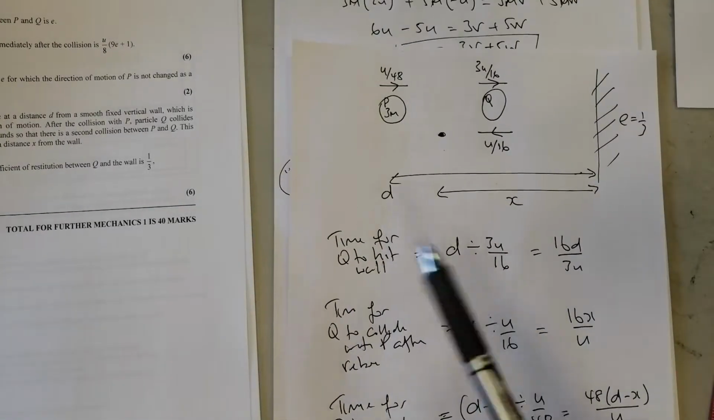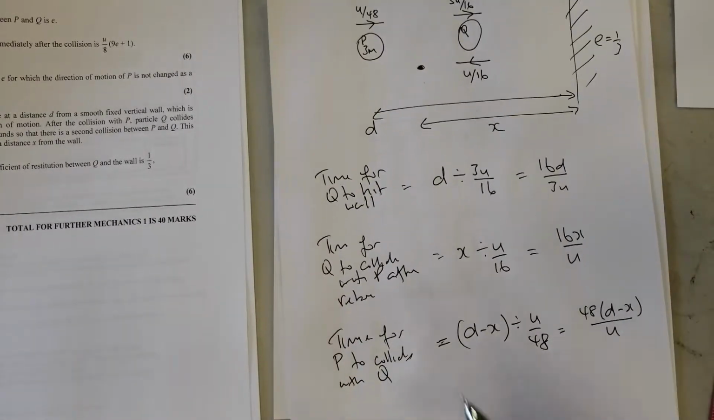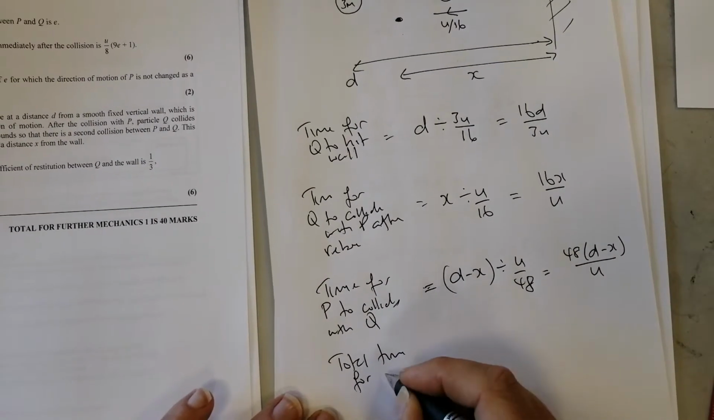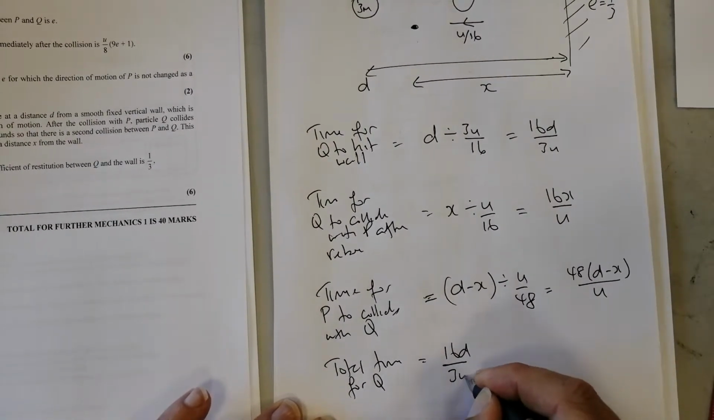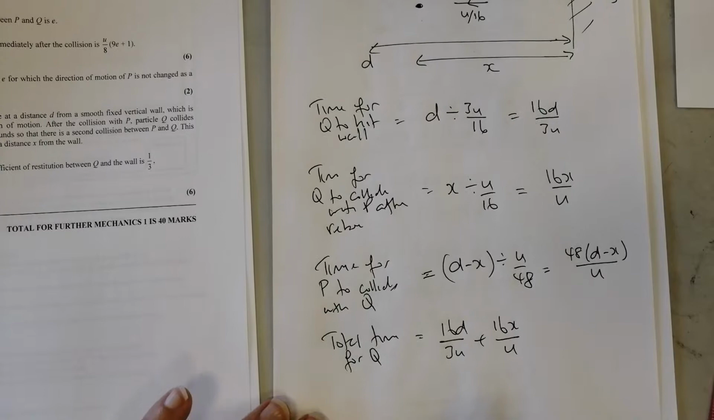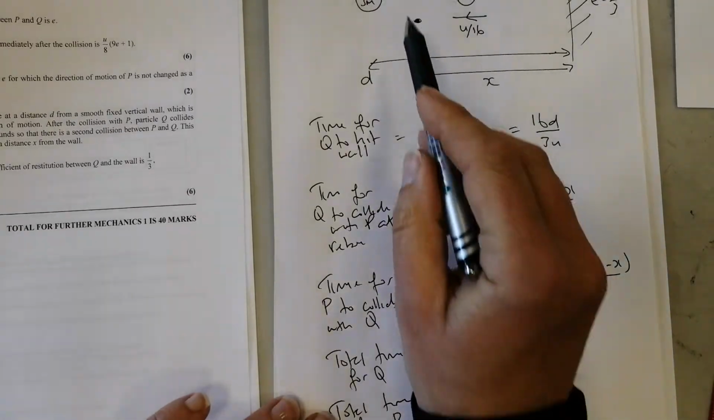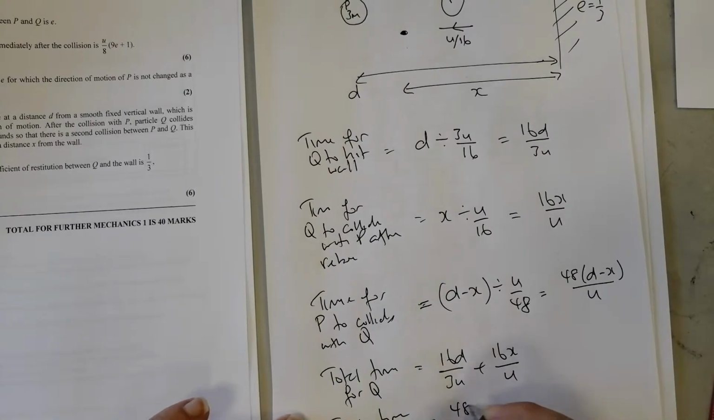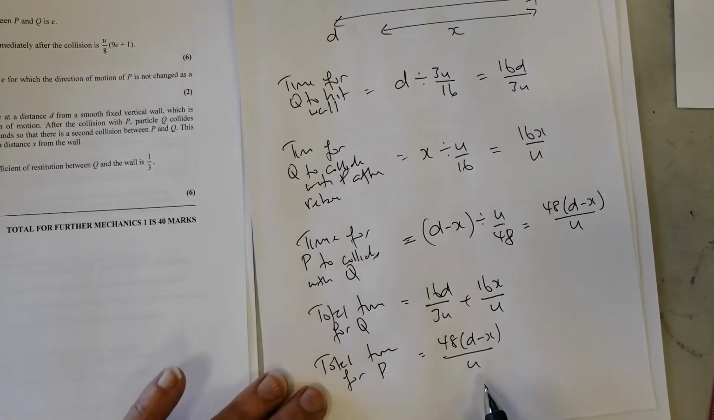So altogether, after the collision, Q's gone all the way down there and bounced back to there, and the total time for Q is equal to the time it took to get to the wall plus the time it took to collide with P. The total time for P: in all the time that Q's done all of that, P's managed to go to there, and it took P that much time to do that.